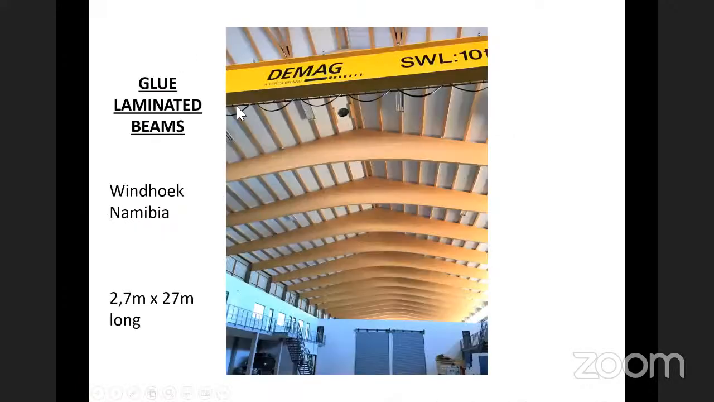And then this is an application of glued laminated timber. Sometimes if you're using timber, it might not be possible to achieve your beam dimensions, maybe in terms of length and also in terms of depth. So it's possible to use the glued lamination technology in order to achieve the depths and your length. So this, for example, is one of the glulams in Namibia, just here in Africa as well. You can see it's possible to achieve a length of 27 meters for the truss.